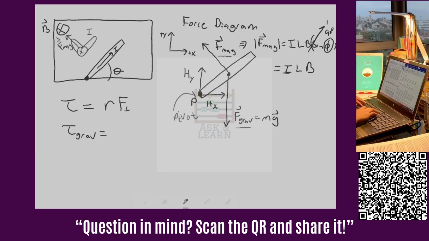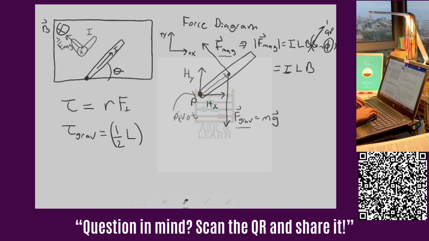Where is that being applied on our rod compared to our pivot point? Well, it's at a distance of 1/2 of the length. Let me change back to black marker here. It's 1/2 the length of the rod. That's where the gravitational force is being applied.